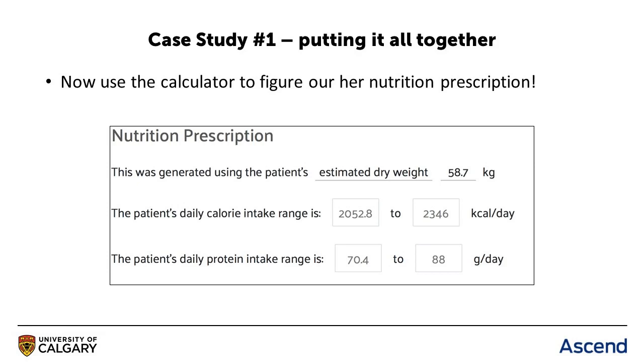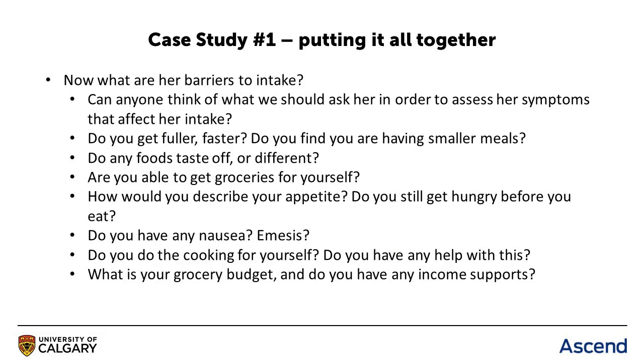So before we get into providing real life examples, can anyone think of what we should ask her to assess what she's going through with her nutrition? Whether she has a reduced appetite, why did she lose 11.3 kilos? Anyone think of any questions?